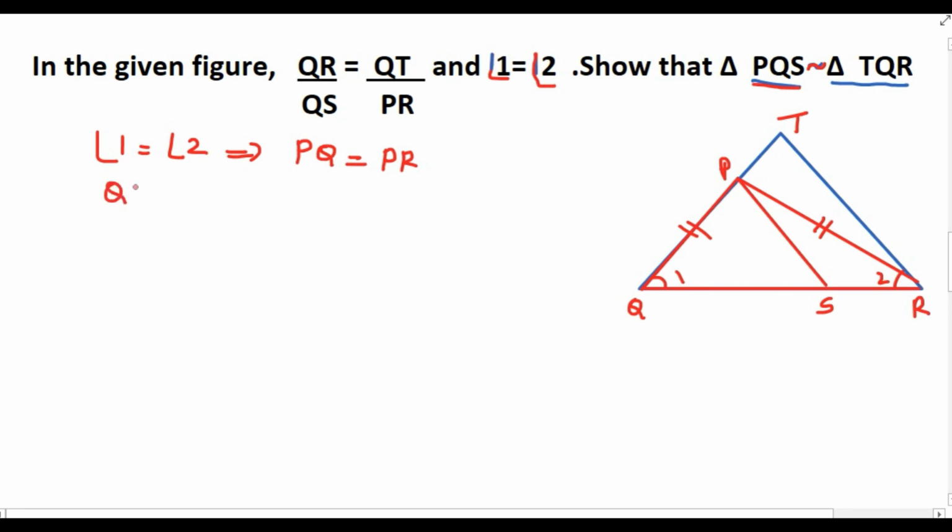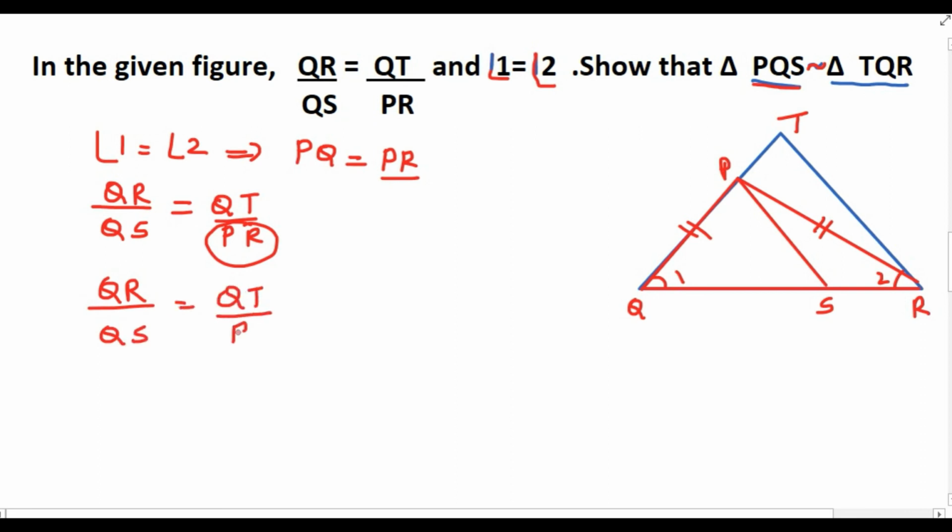Second, I am going to use this side what they have given, QR by QS is equal to QT by PR. Just now we got PR is equal to PQ. I am going to replace this PR by PQ. QR divided by QS is equal to QT divided by PQ. Now I'll just cross multiply this. QR divided by QT is equal to QS divided by PQ. I have just cross multiplied this.